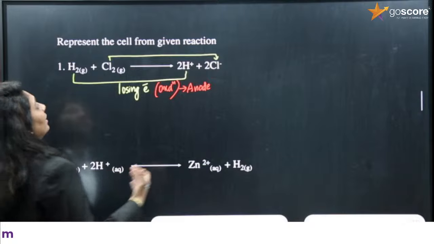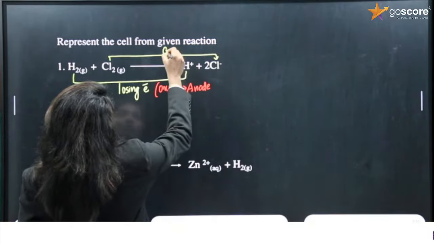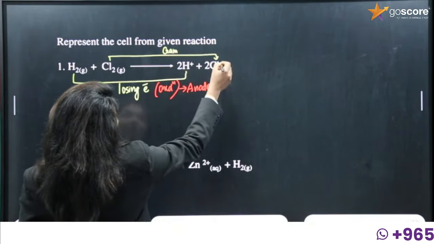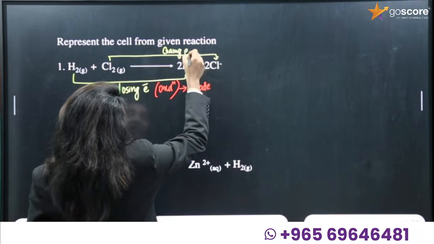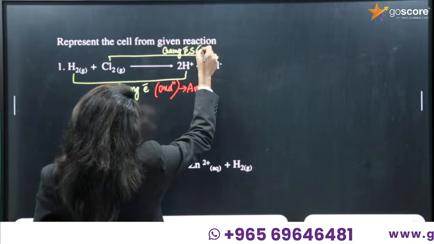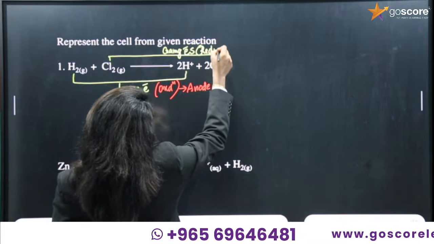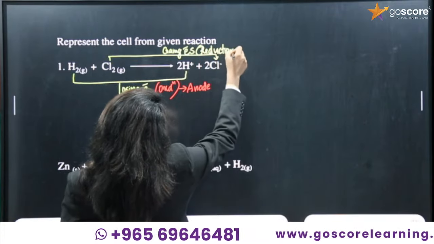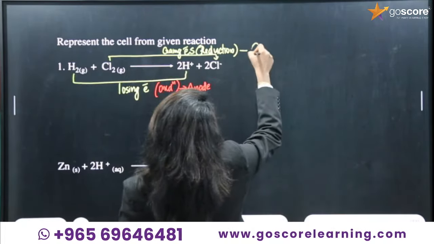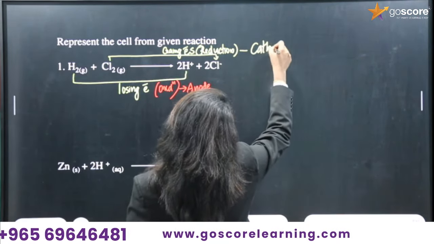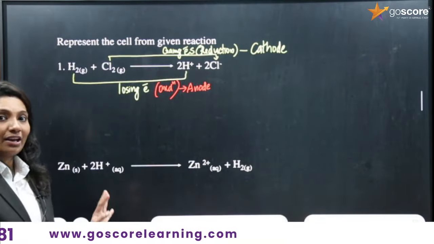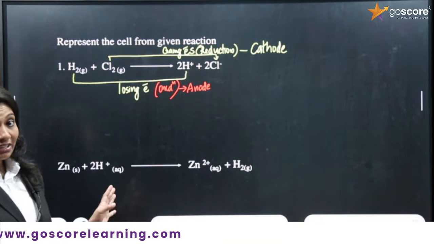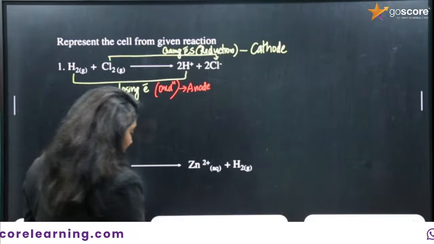And for this Cl2, chlorine gas is converting to Cl- ion. It is gaining electrons, right? It has an excess negative charge. That means it has extra electrons. Gaining of electrons is reduction. Where will the reduction occur? At the cathode, isn't it? So how can we represent? We get the cathode and anode. Now we can easily represent the cell, right?